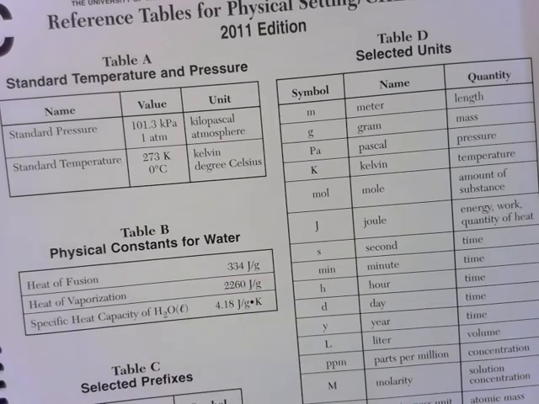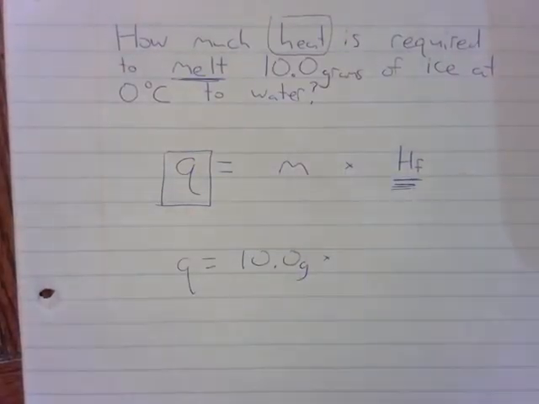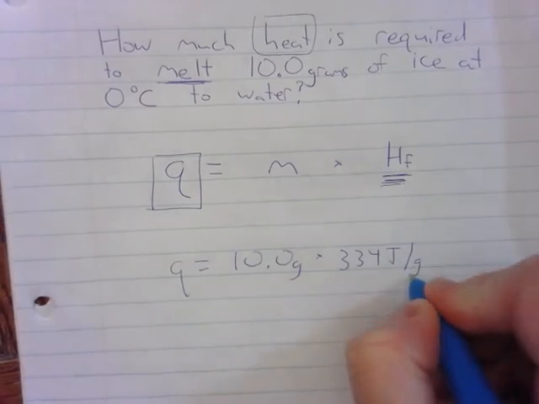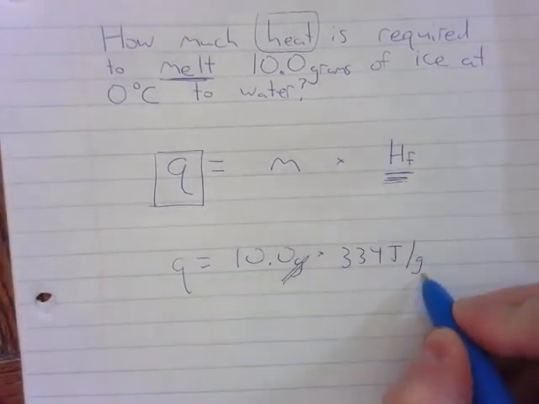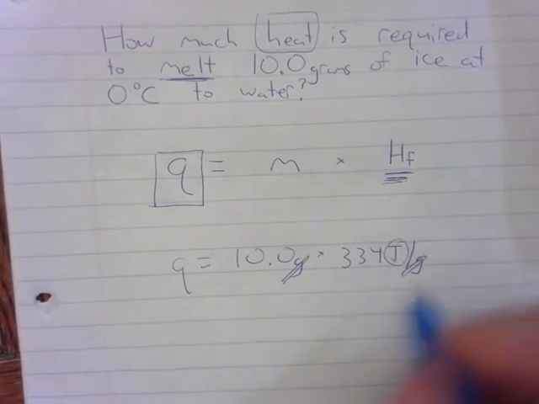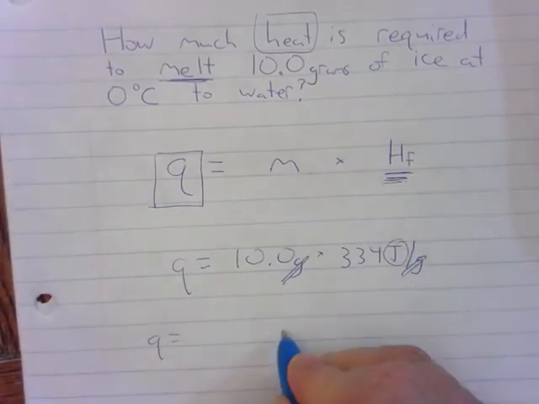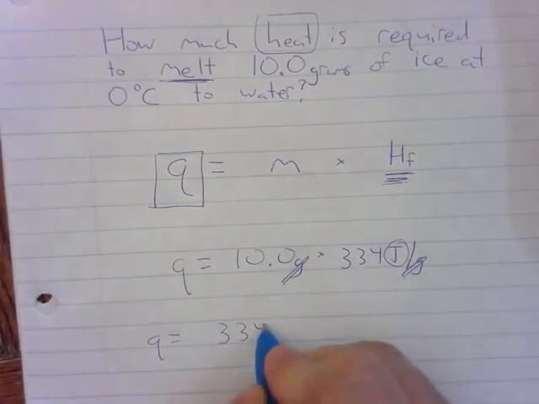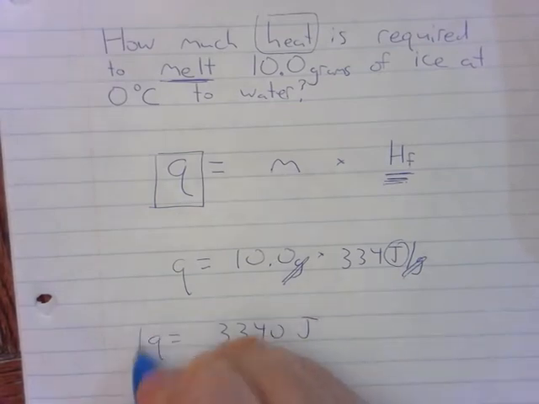Again, please keep in mind, if this were a substance other than water, I would have to give you this number. So all I have to do is multiply 10 times 334 joules per gram. Watch again as grams cancel, leaving us with what we're looking for, joules, the unit of heat. So therefore, Q is going to be equal to, and I don't think I need a calculator for this, 10 times 334 is 3,340 joules.